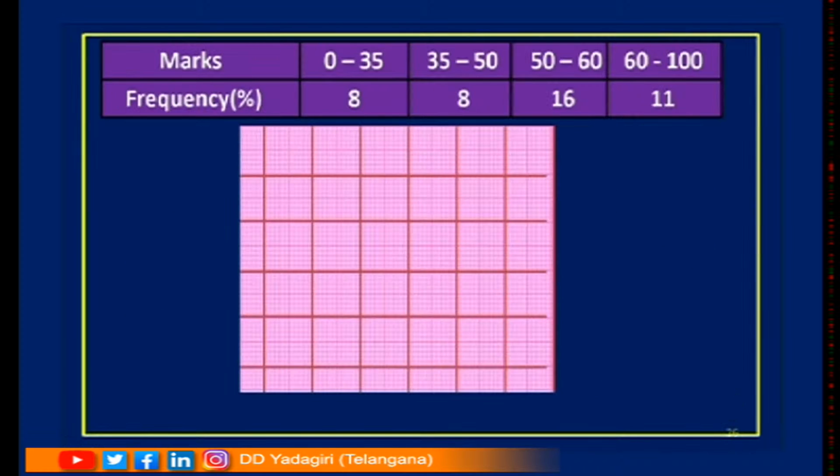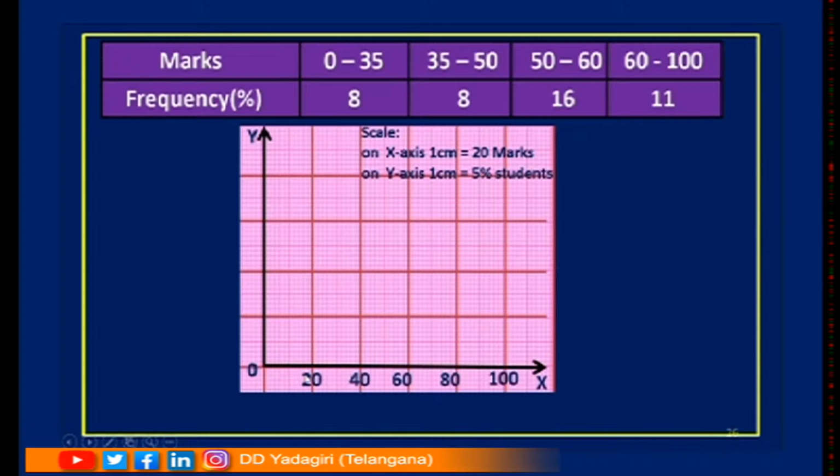Now I have to draw a histogram for this. I am taking x axis, y axis, scale. X axis 1 centimeter equal to 20 marks. So 0, first 20, 40, 60, 80, 100. On y axis 1 centimeter equal to 5% students. So 5, 10, 15, 20.